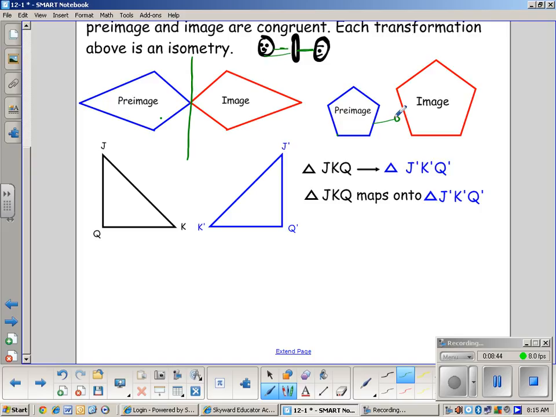And then this one here. Now the blue one is actually the image and the black one is the pre-image. I can know that because of the little marks next to the letters. We read this as K prime, J prime, Q prime. Okay? And so this is triangle JKQ, and this would be triangle J prime, K prime, Q prime. Right?